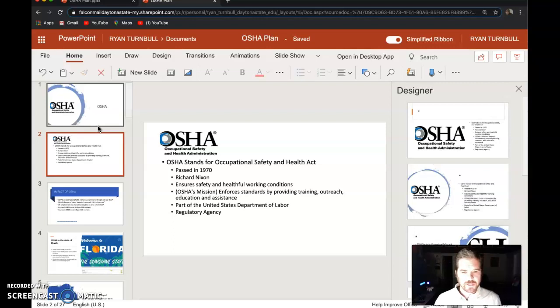So it ensures safety and healthful working conditions. OSHA's mission is to enforce the standards by providing training, outreach, education, and assistance. It is part of the United States Department of Labor, and it is a regulatory agency.